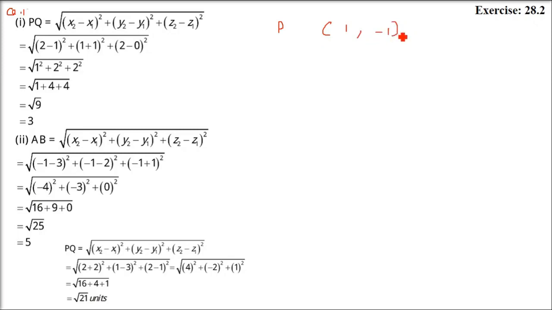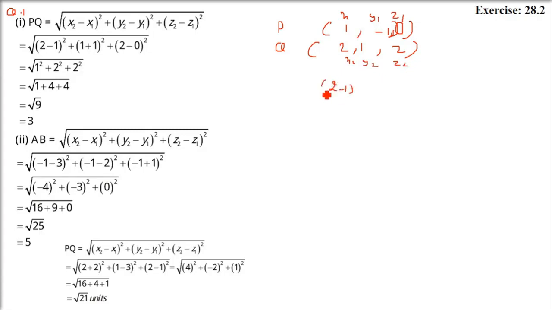So P is given as 1, -1, 0. These are the three coordinates x, y, z. Then we have Q, 2, 1, 2. What you have to do is use the distance formula. This is x1, y1, z1, and this is x2, y2, z2.